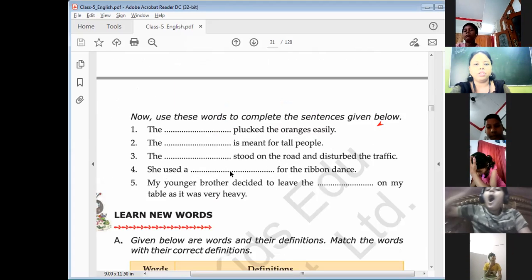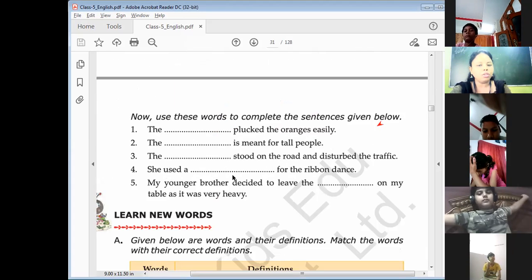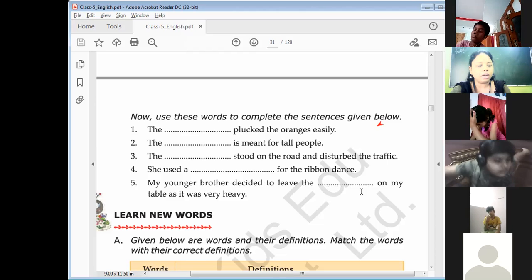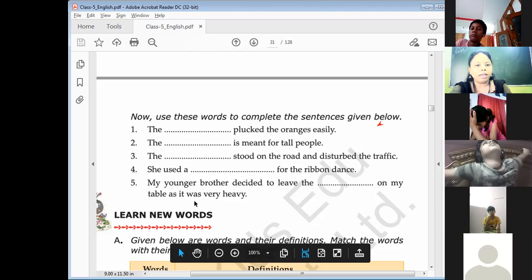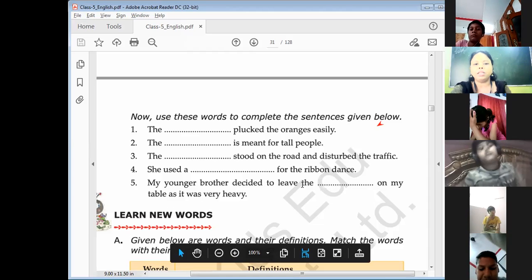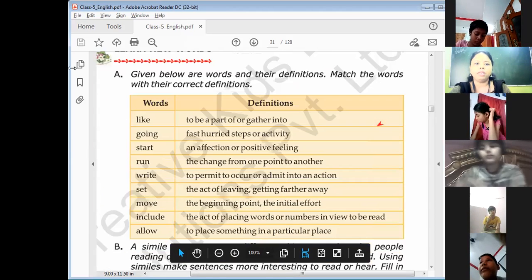She used a dash for a ribbon dance. She used a long ribbon for the ribbon dance. Your younger brother decided to leave the dash on my table as it is very heavy. Leave the thick book. Move to the next one.